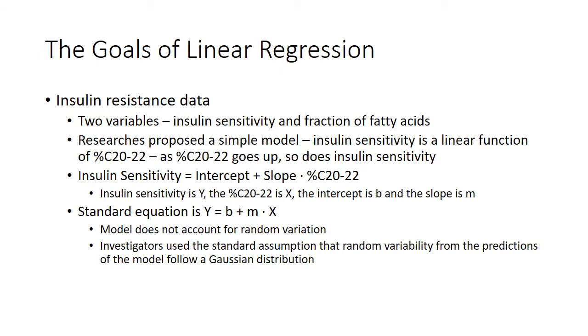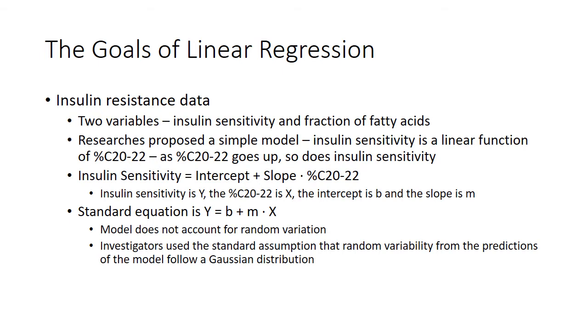So basically insulin sensitivity would be on the y-axis, the percent of fatty acids would be on the x-axis, and then we'd see the intercept would be the variable b, and the slope is going to be m. So I'm sure everyone is familiar with the equation for a line, y equals mx plus b. Here you can see how it can be rearranged briefly.